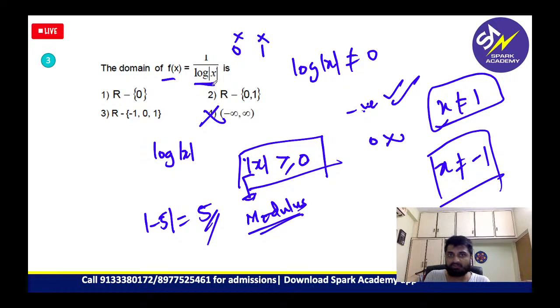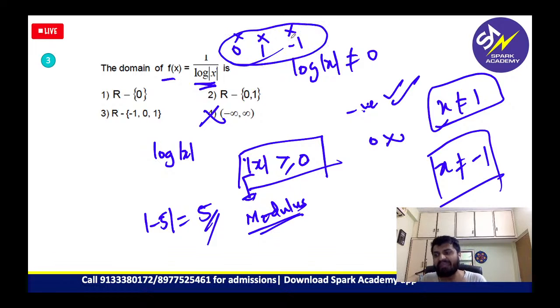Plus 1 you can't take because log 1 is 0, 1 by 0 is infinity. Minus 1 you can't take because mod of minus 1 is plus 1. Again it becomes log 1, which is 0. So these three you can't take. Any other value you can take because mod is given. Mod means what? Positive, negative, 0, anything you can take. So that is why the answer is what here?